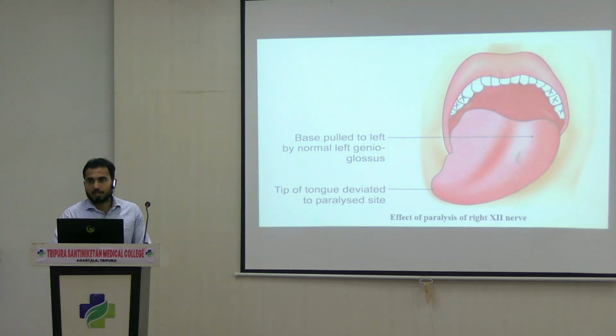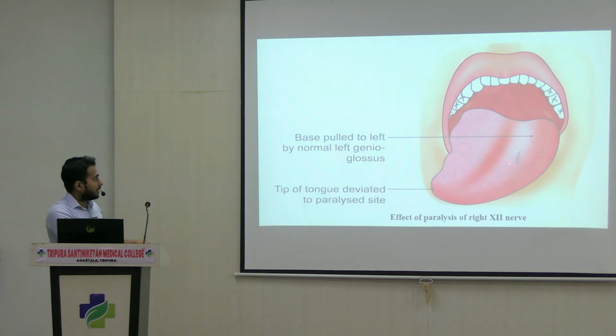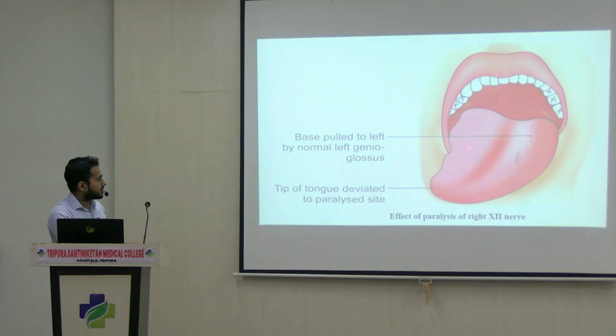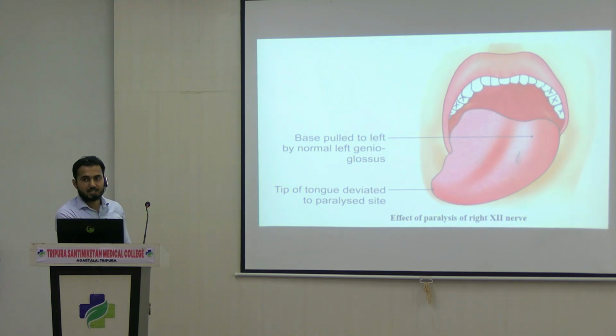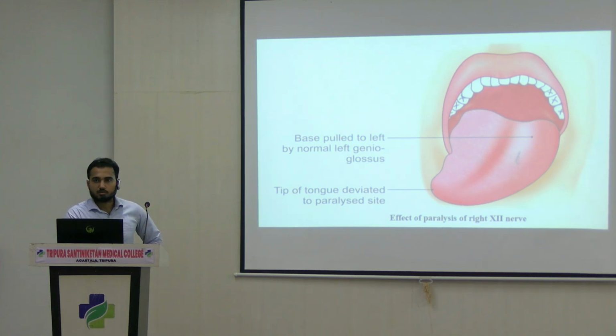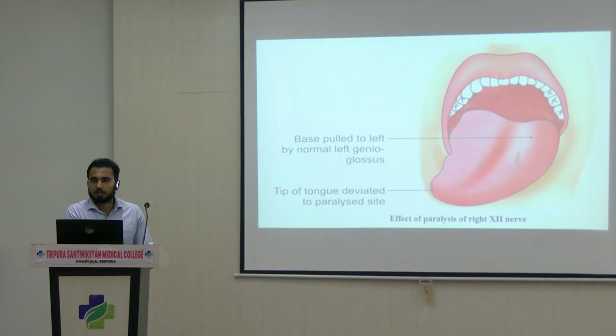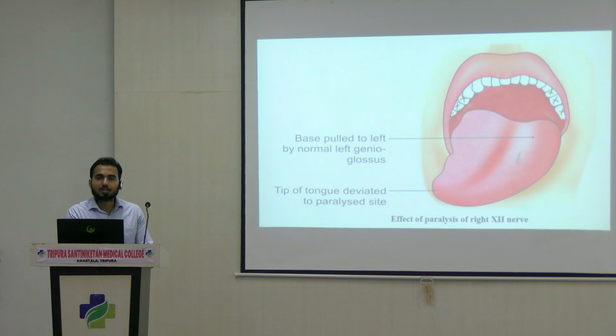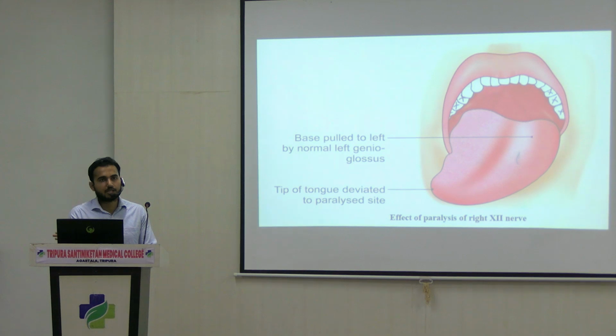Can you see the paralysis? Okay, so in this diagram, the effect of the paralysis of the 12th cranial nerve can be seen. Now, in this diagram, you can see the base is pulled by the normal genioglossus to the left side, and the tip of the tongue is deviated to the paralyzed side. That can be seen once you ask the patient to protrude the tongue. During protrusion, the tongue will deviate to the affected side. Means जिस side का nerve affect हुआ है उसी side में tongue deviate होगा. Okay, so like this we can see the integrity of the hypoglossal nerve.